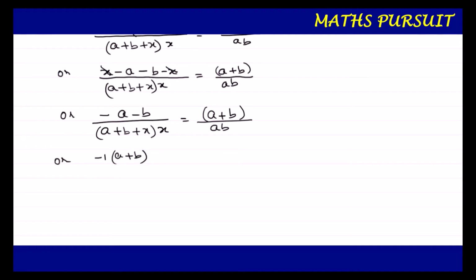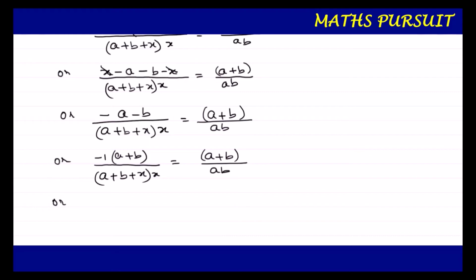Or I can write minus a minus b as minus 1 into (a plus b). If I rewrite the equation, instead of minus a minus b, I can write minus 1 into (a plus b), just moving the minus out because it is common, upon (a plus b plus x) into x is equal to a plus b upon ab. Guys, I'm just solving this one. You can also do this.